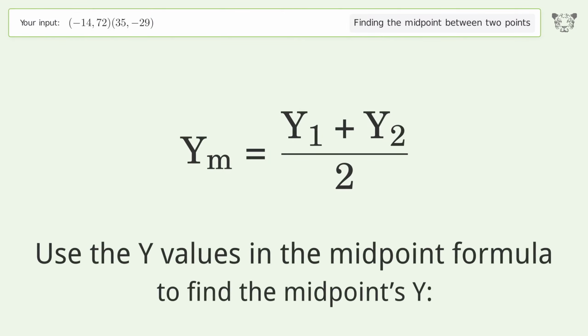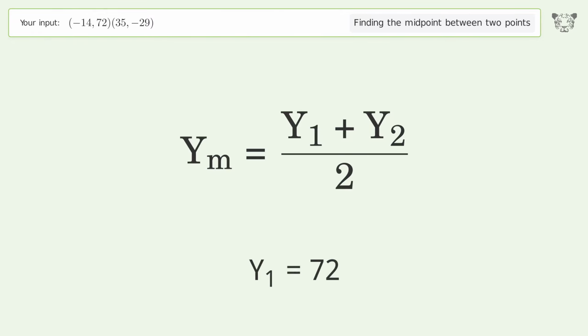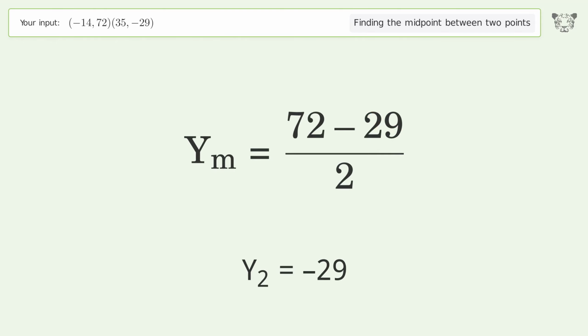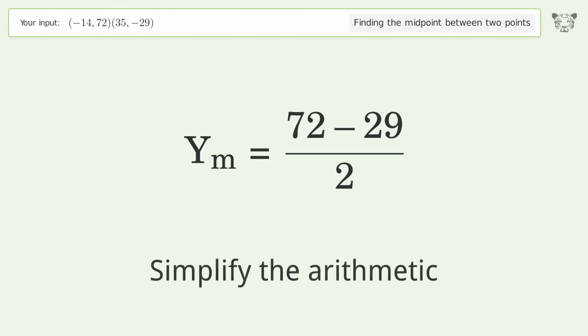Use the y values in the midpoint formula to find the midpoint's y. y1 equals 72. y2 equals -29. Simplify the arithmetic.